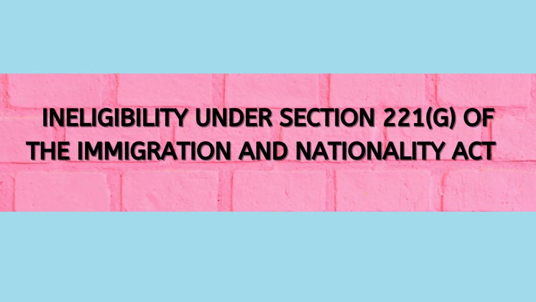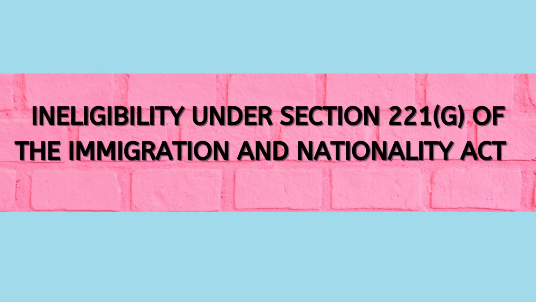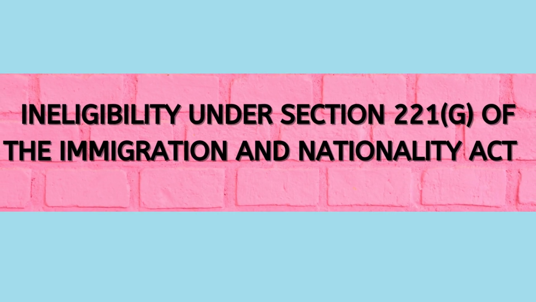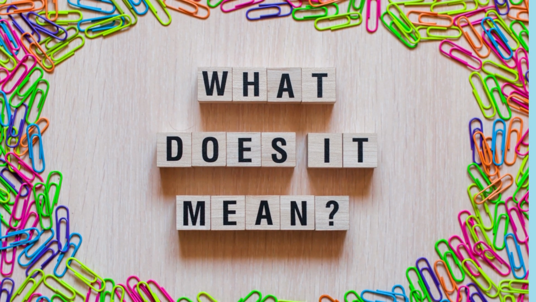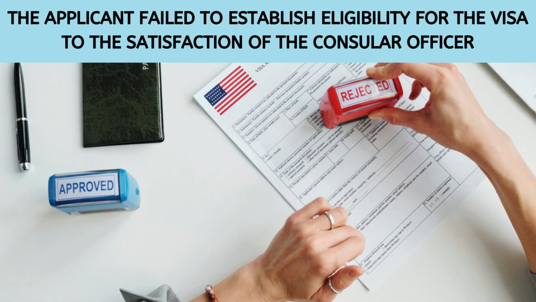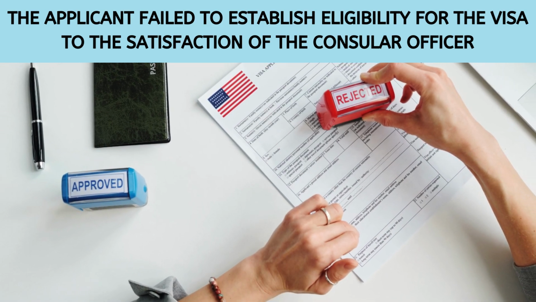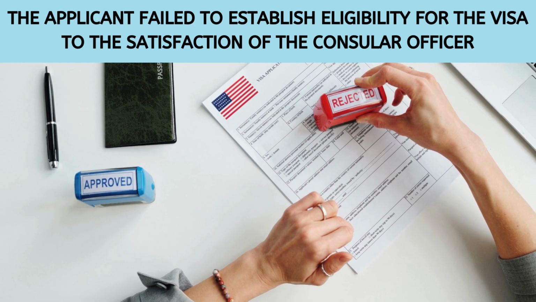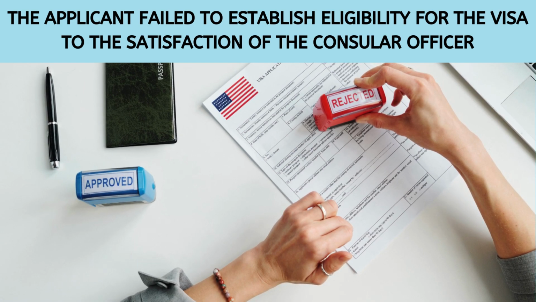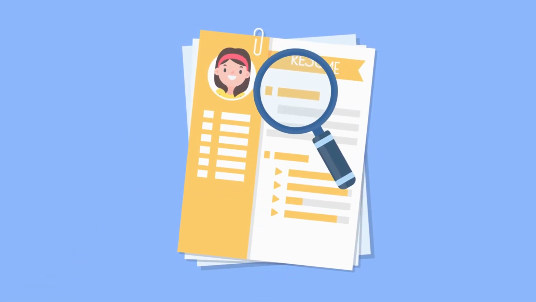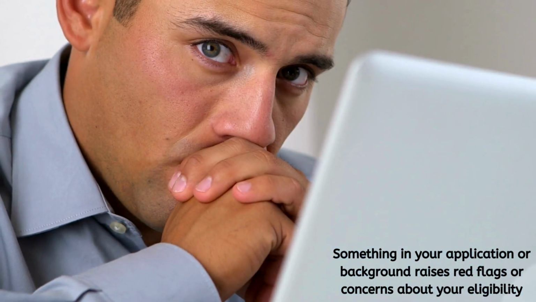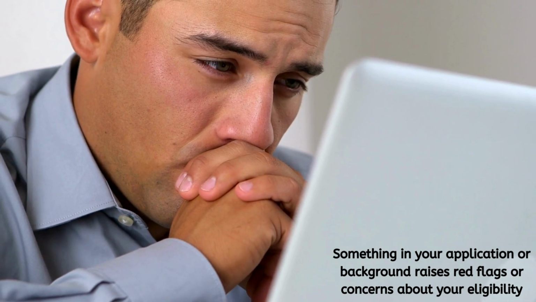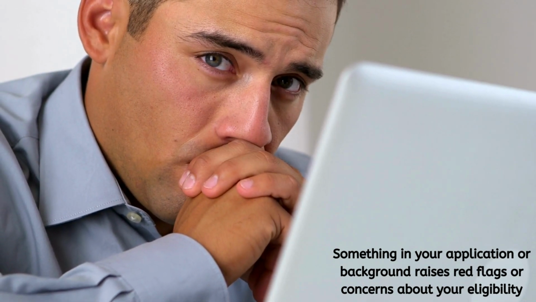Now friends, another common ground for visa denial happens under Section 221G of the Immigration Act. A visa refusal under Section 221G signifies that the applicant failed to establish eligibility for the visa to the satisfaction of the consular officer as is required by the immigration law. Now what this means is that something in your application or your background has raised red flags or concerns about your eligibility. Now here, there can be two outcomes.